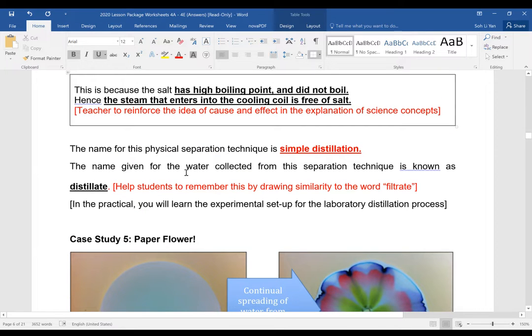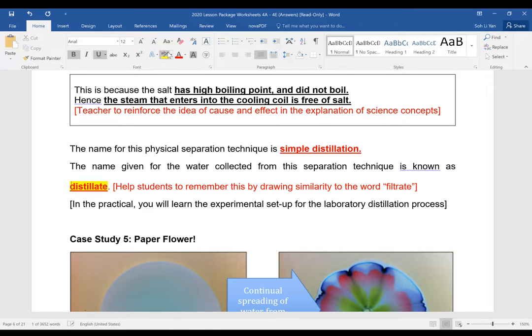The water that we get from the condensation, there's a name for it. It's called distillate. Distillate is different from filtrate. Please take note, it's called distillate.